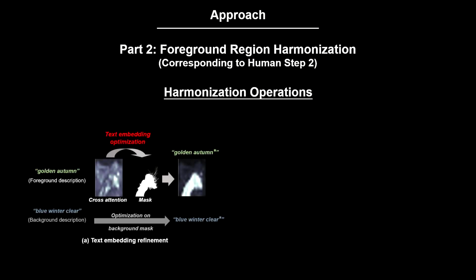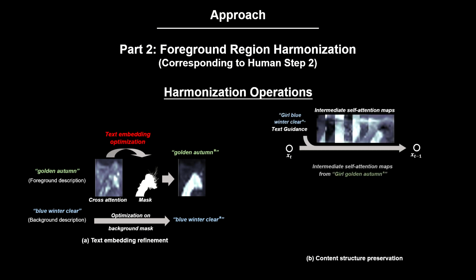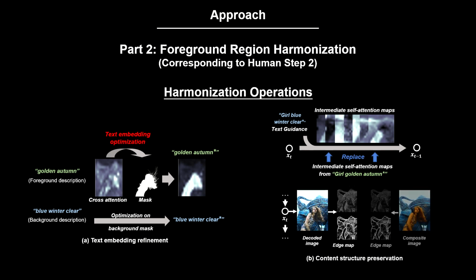Within the harmonization operations, we introduce a text embedding refinement module to optimize the text embedding for improved representation of the imaging conditions of the foreground and background. Additionally, a content structure preservation module is designed for foreground structure preservation, consisting of two submodules. First, we utilize the self-attention map in Stable Diffusion to preserve high-level structure. Second, we employ edge maps to retain low-level edge details.